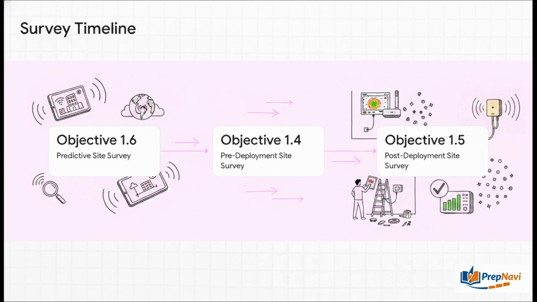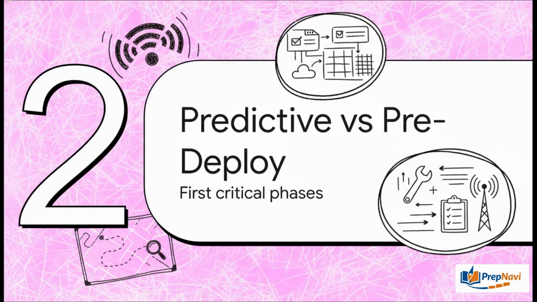When you're sitting there in the exam chair, the question is often going to drop you somewhere right in the middle of this timeline. They'll hand you a scenario and ask, okay, what's your next step? Or what surveys should you have already done? Pinning this 3-step timeline in your mind is your anchor. It's absolutely crucial.